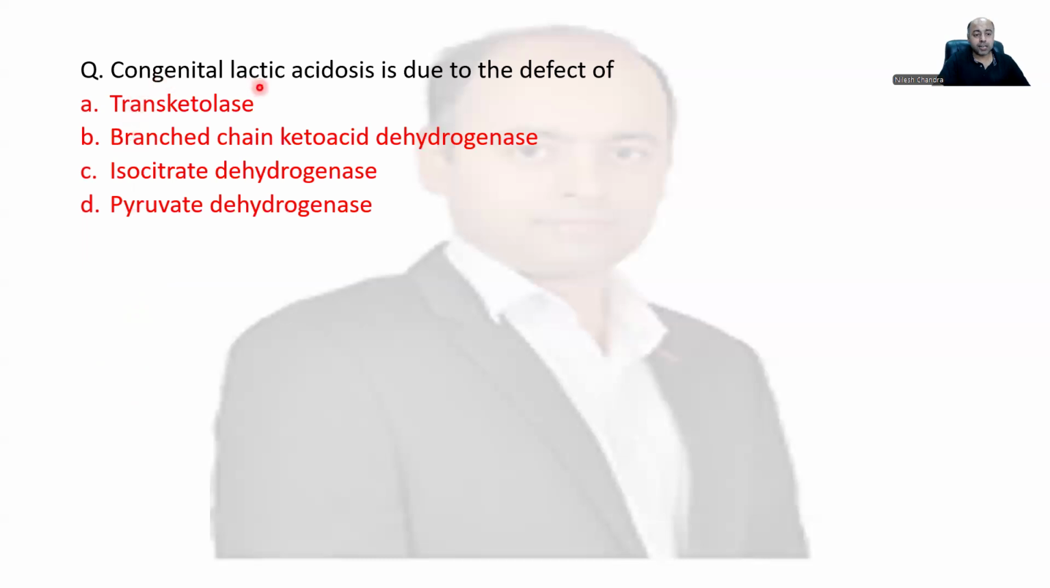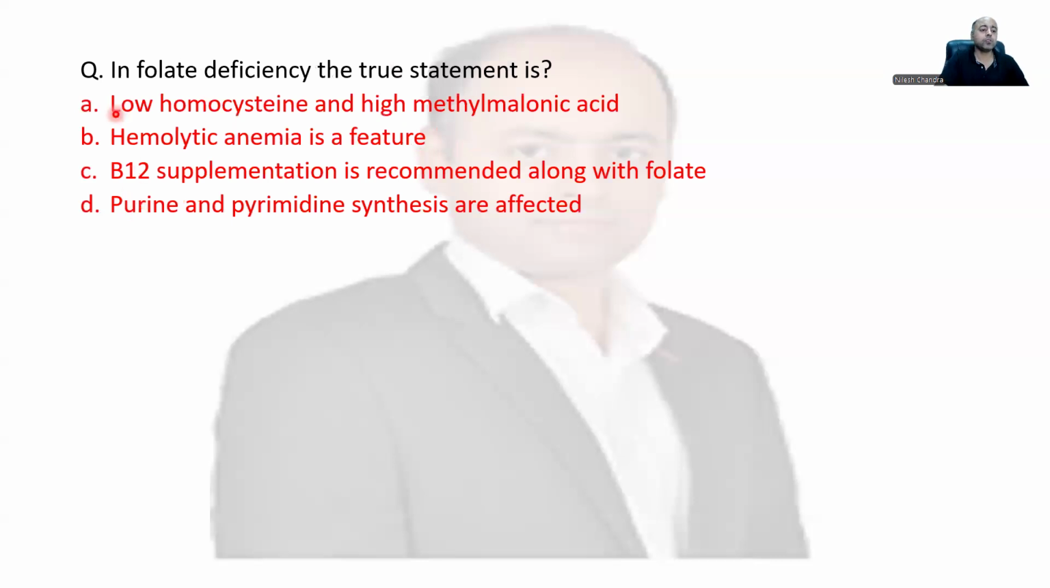Next question. Congenital lactic acidosis is due to the defect of. Now, congenital lactic acidosis is due to a problem in the pyruvate dehydrogenase complex, where the enzyme pyruvate dehydrogenase is missing. So option D is the correct answer here. The pyruvate dehydrogenase deficiency is responsible for congenital lactic acidosis. Lactic acidosis is an important topic where we see how the different factors are affecting the pyruvate dehydrogenase complex. In this case, we are looking at the inherited deficiency of pyruvate dehydrogenase.